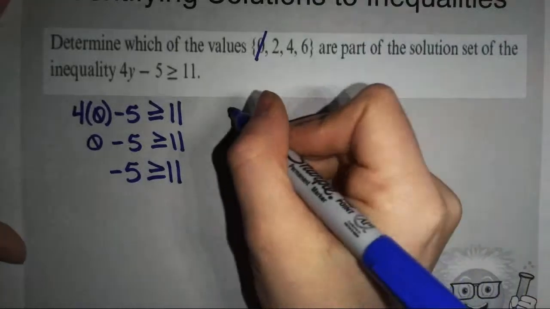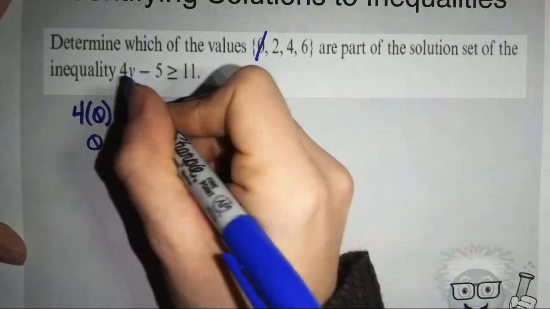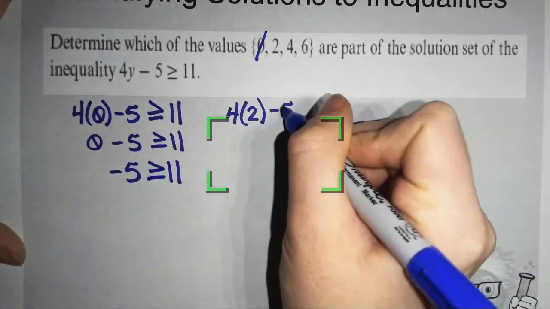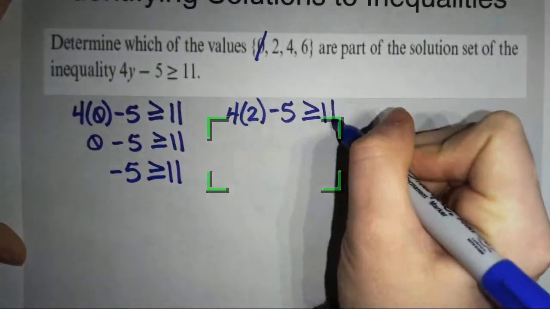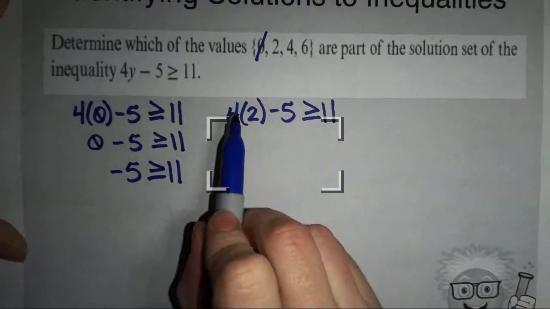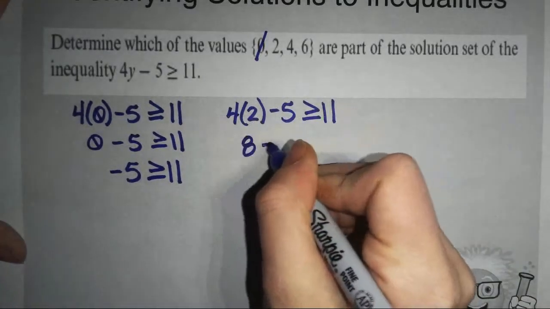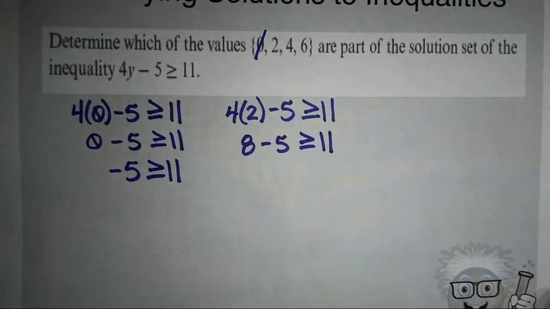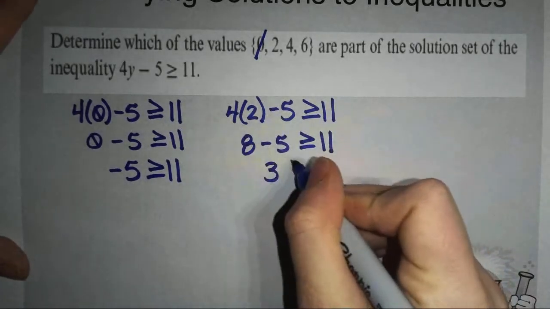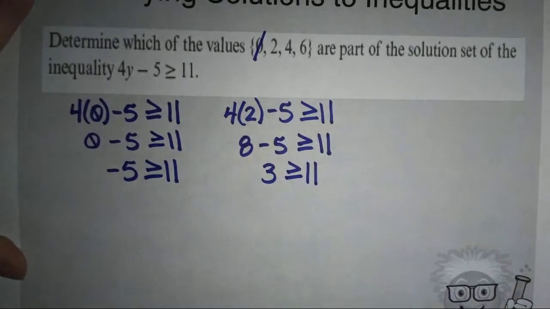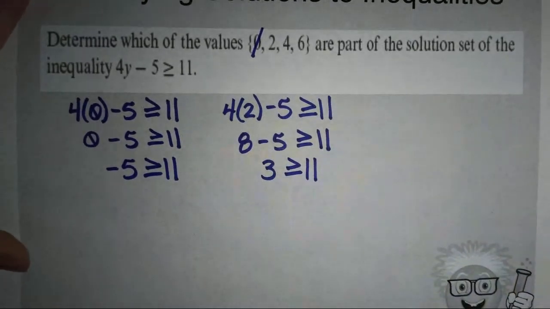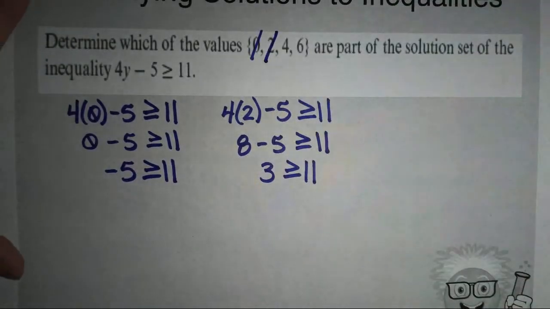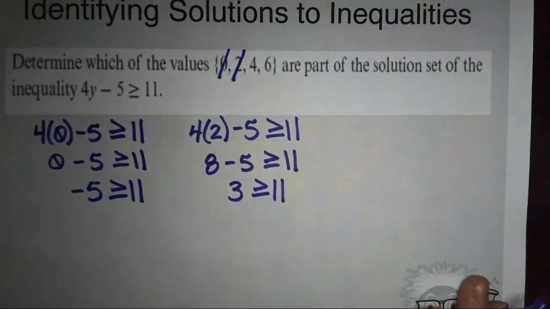Now we're going to try 2. So again, I'm going to sub 2 into my inequality for y. 4 times 2 minus 5 is greater than or equal to 11. And then I'm going to simplify. 4 times 2 is 8. So now I have 8 minus 5, and then 8 minus 5 is 3. So now my inequality is 3 is greater than or equal to 11. This is also not true. So 2 does not satisfy my inequality, so it is not part of the solution set.